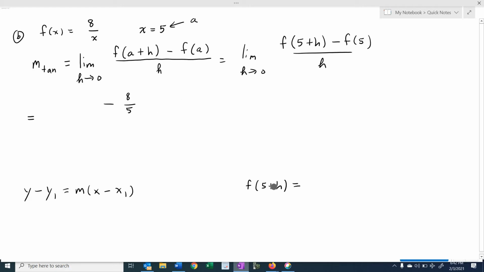Now, in order to find this, we have to plug this into this function. And when we plug it into the function, we get 8 divided by 5 plus h. The way this works is no matter what you plug into this function, whatever the input is, the output is 8 divided by whatever you input. And this is the thing we're inputting, so it's going to be 8 divided by that. Okay, we input a 5 plus h, and we get this out.